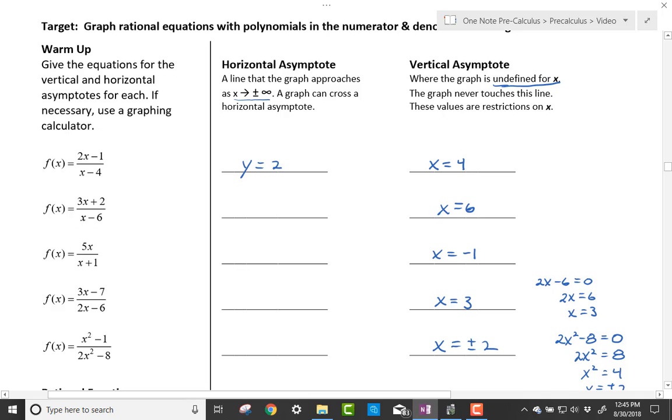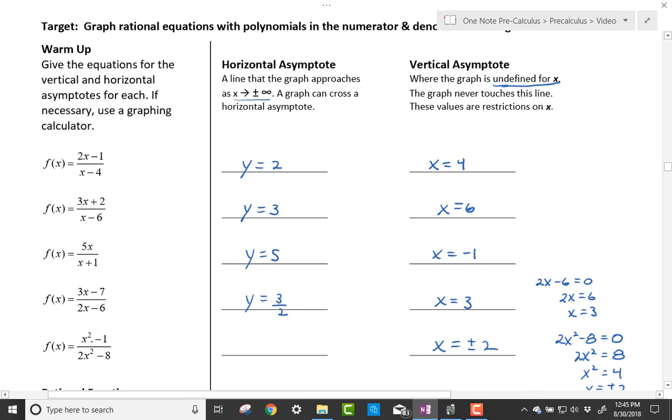Same thing in the next one, 3x over x, that's going to be y equals 3. So as x gets really big, my graph is going to approach 3. As x gets really small, my graph is going to approach 3. 5x over x, again, adding 1 doesn't make any difference when you're out at 1,000,000. If x was 1,000,000, this would be 5,000,000 over 1,000,000 and 1, which is basically 5. So y equals 5. 3x over 2x, I get y equals 3/2.